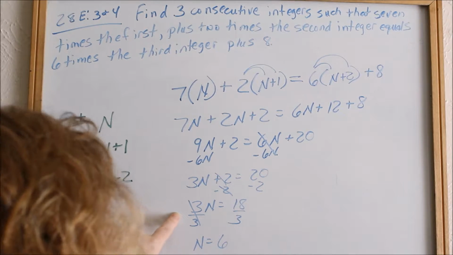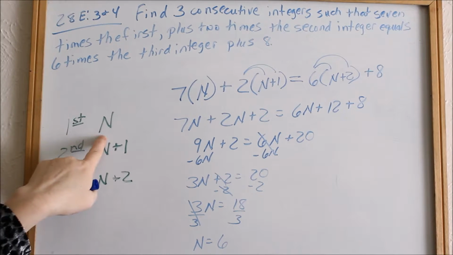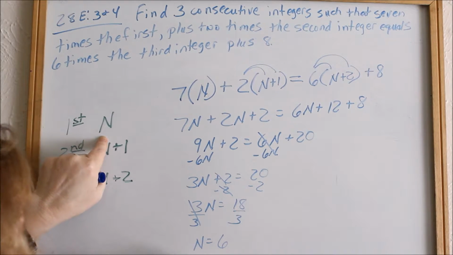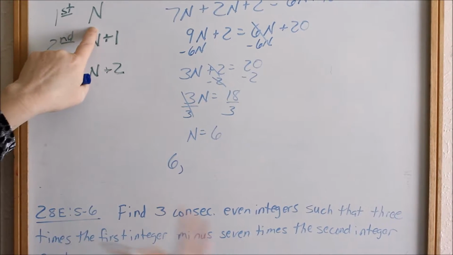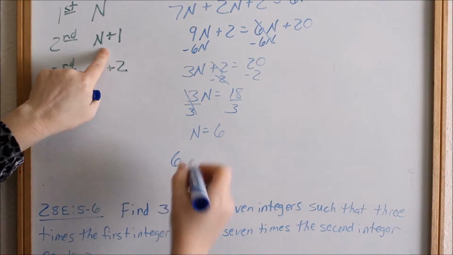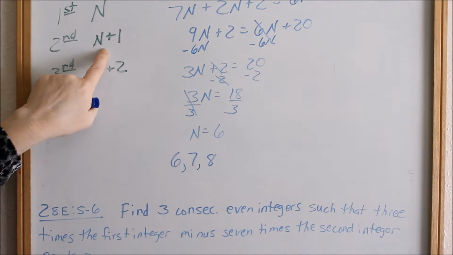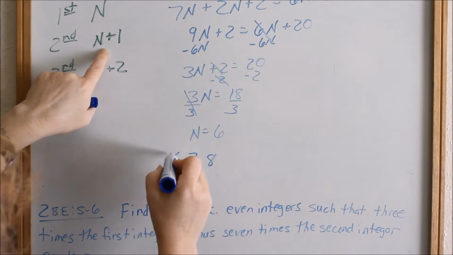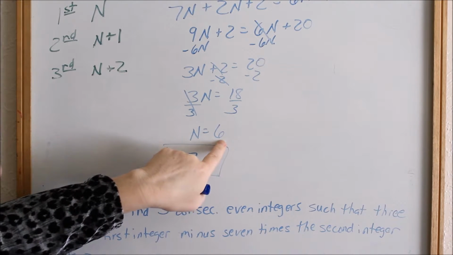I'm not done. When you get to this point, don't stop, because the problem didn't ask me what is n. The problem asked me to find the 3 consecutive integers. So what did n represent? n represented my first integer, so my first integer is 6. I need 3 consecutive integers. How do I get to my next integer? Add 1, 7. How do I get to my next one? Add 1, because they need to be consecutive. So my 3 consecutive integers are 6, 7, 8. That's my answer. Don't box n; that just tells you where to start.